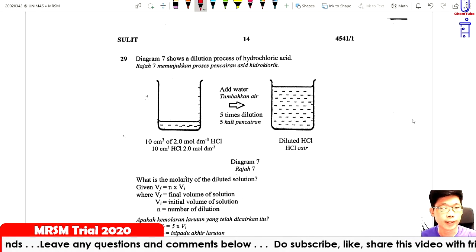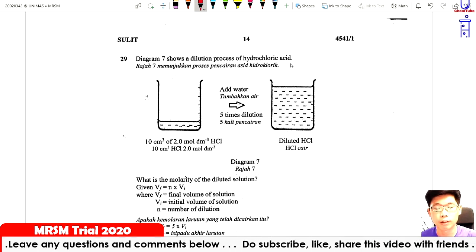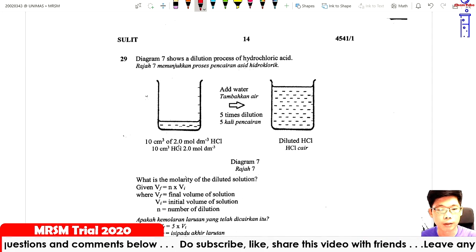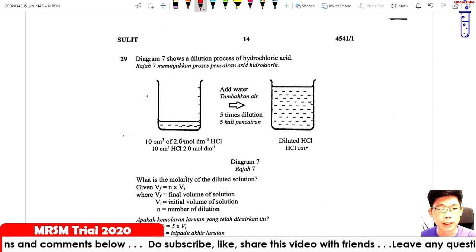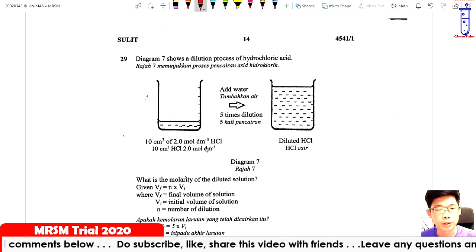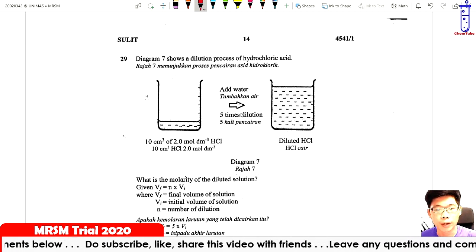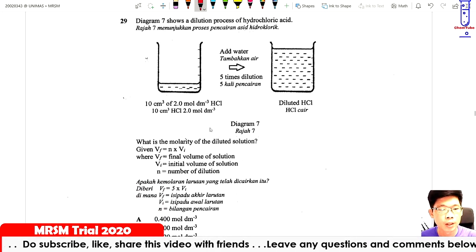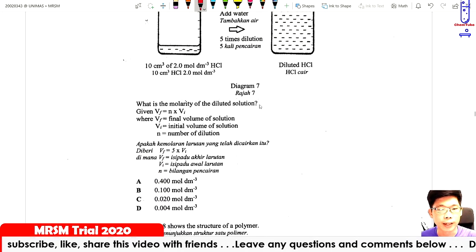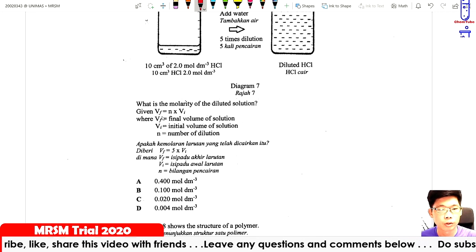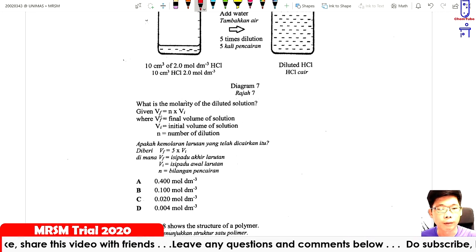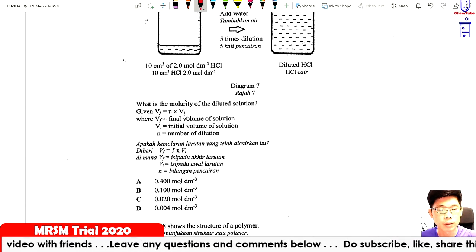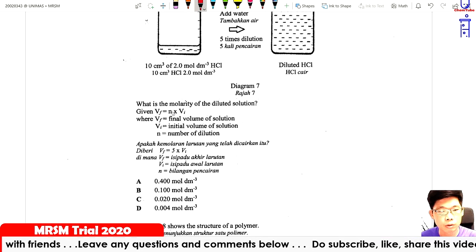Question 29. The diagram shows the dilution process of hydrochloric acid. 10 cubic centimeter of 2 mole per cubic decimeter is the initial volume and concentration. Then 18 water, 5 times dilution, forms a diluted hydrochloric acid. What is the molarity of the diluted solution? The final volume is n times V1, and actually n should be 5.